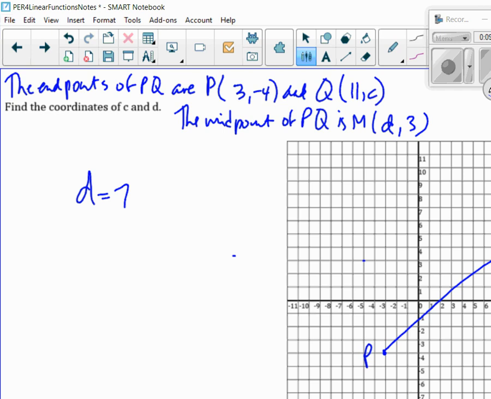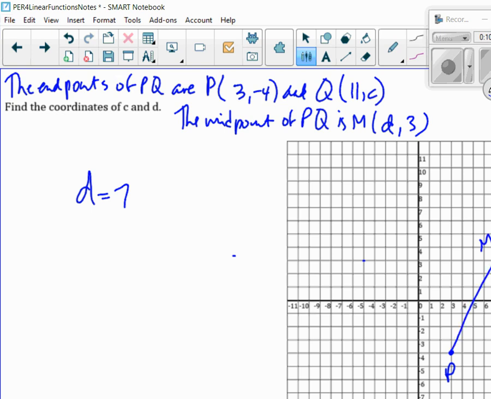Okay? So I've got to keep going to figure out where my... Something's wrong here. Oh my gosh. Totally, let's try that again. So 3, -4, 1, 2, 3, 4. There we go. And my midpoint is 7, 3. There we go. Much better.